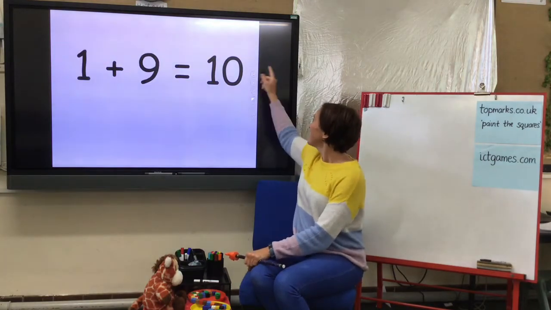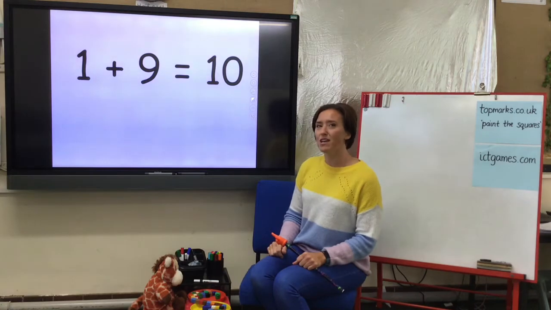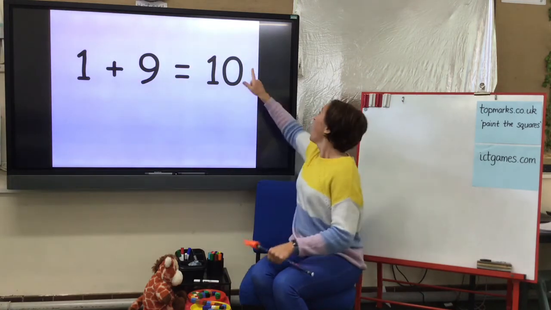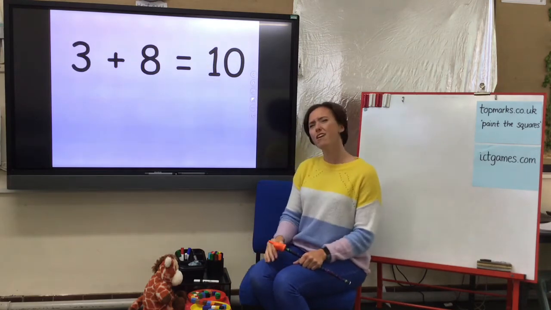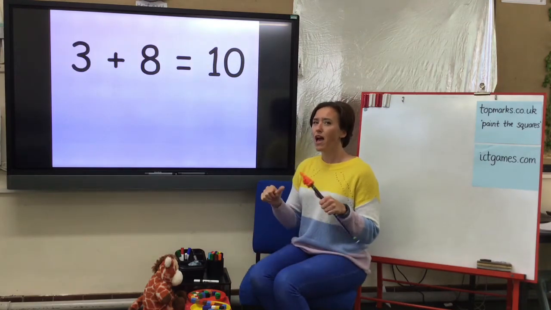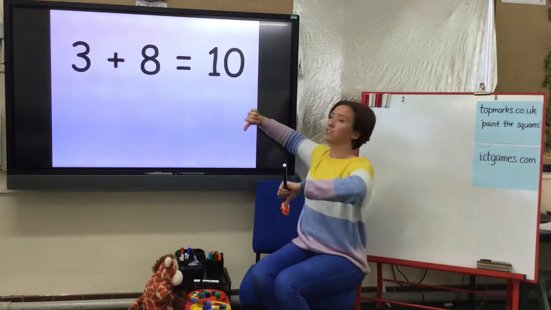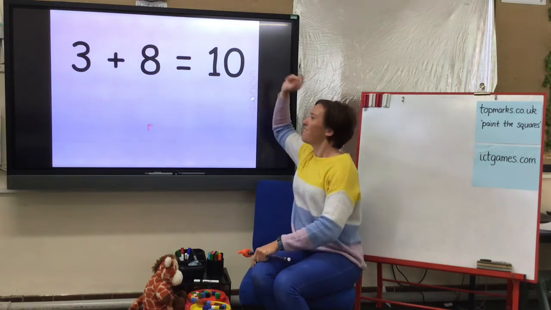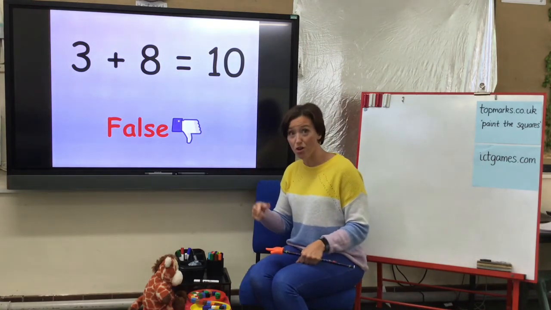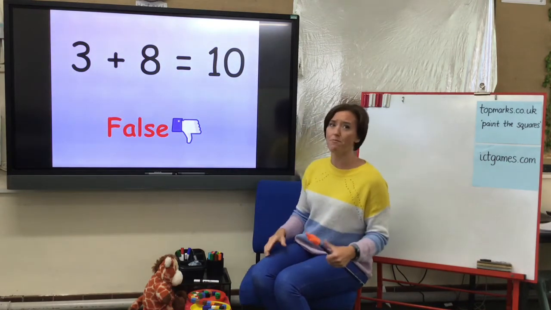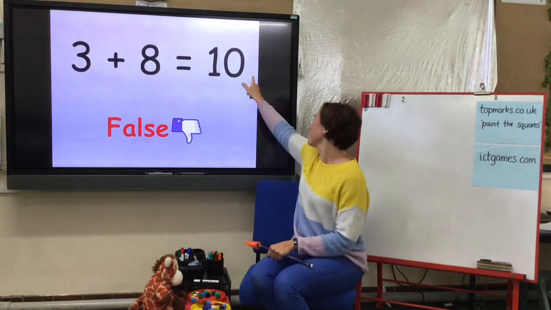Well done. Next one. 1 add 9 equals 10. True or false? True, well done. There's one. 3 add 8. True or false? False. No, 3 add 8 doesn't make 10. We already know, don't we? 2 add 8 makes 10. 3 add 8 makes 11.